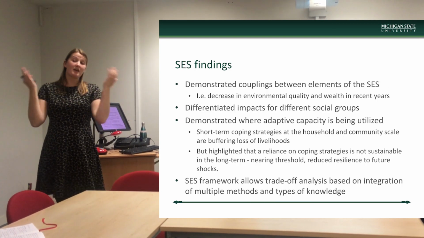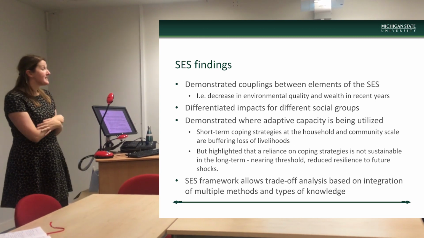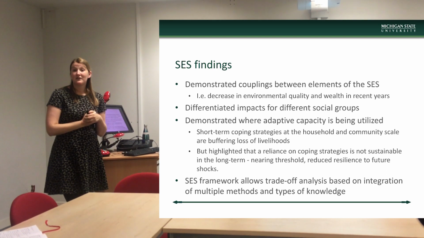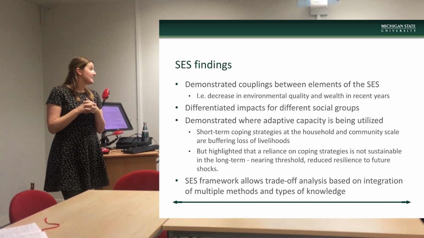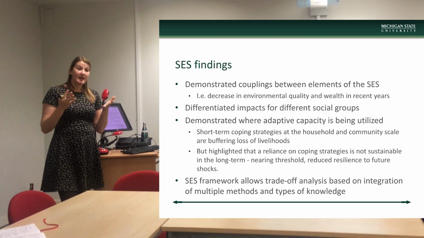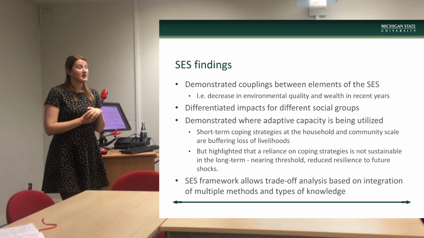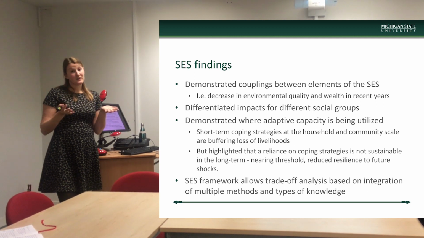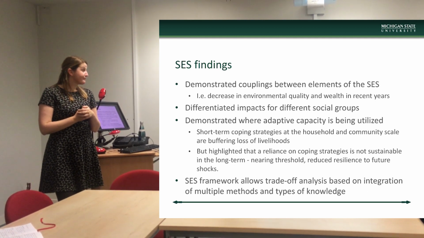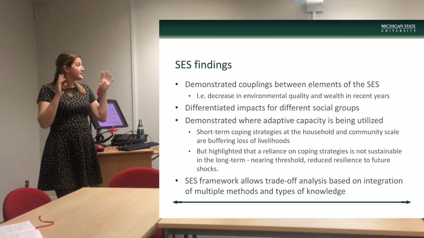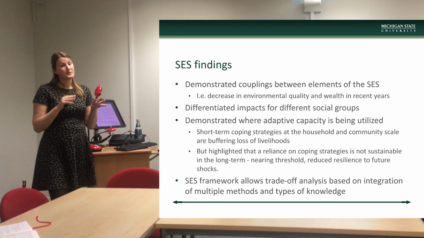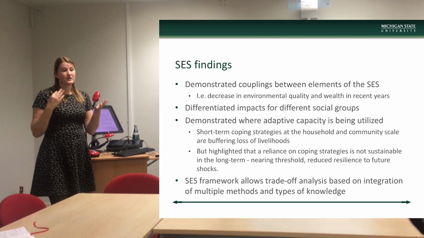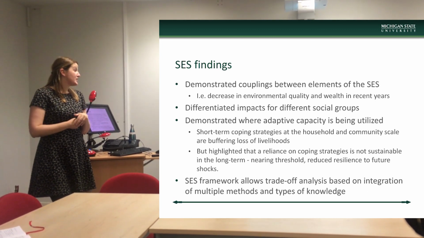Generally, thinking about this from a social ecological systems perspective has showed that there are couplings between these different elements of the system, and looking at it in a systems perspective is useful to try and help understand causality. That there are differentiated impacts for different social groups within the region, and that what the studies have allowed us to do so far is to demonstrate where adaptive capacity is being used. What are the strategies people are using to cope with these changes?